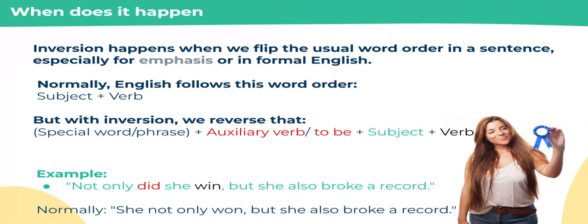For example, not only did she win, but she also broke a record. Normally, we might say she not only won, but she also broke a record. So hopefully there you can see how this inversion has happened. So I'm going to repeat the example and the normal sentence again. Not only did she win, but she also broke a record. Normally, she not only won, but she also broke a record.